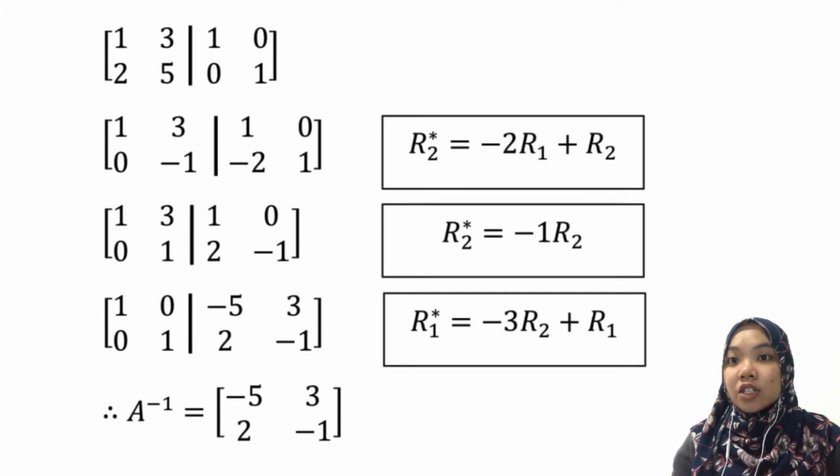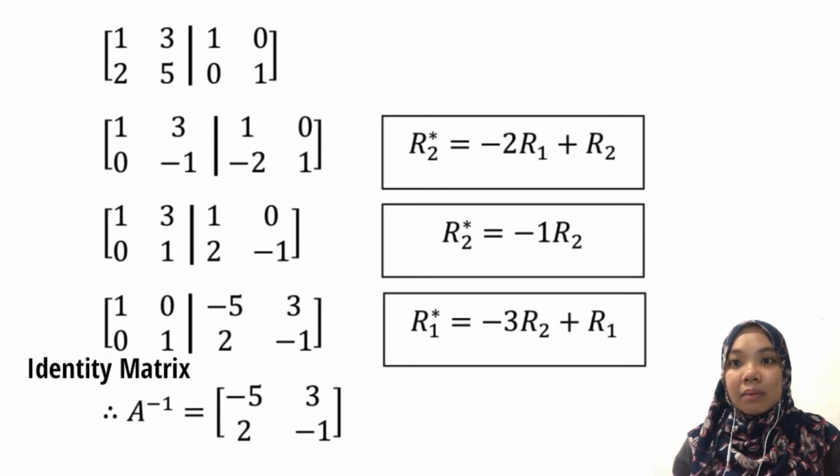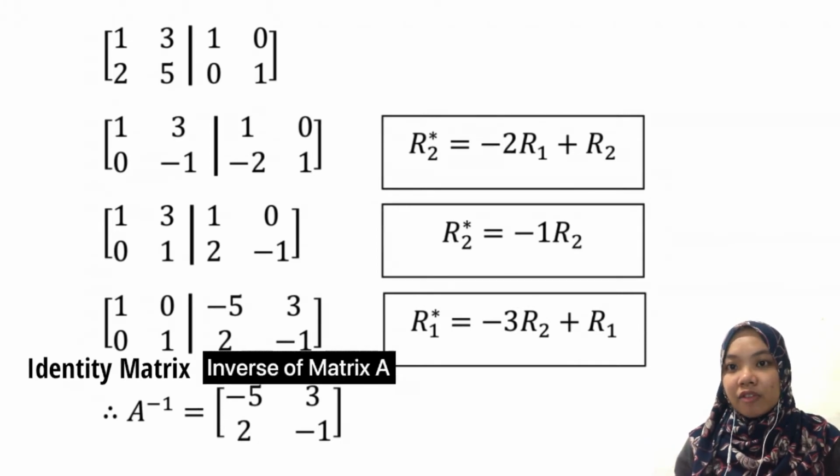To find the inverse of matrix A, the same procedure as I mentioned before is used. After following the procedure before, we will get these elementary row operations. And finally, at the end of the calculation, we will get a form of augmented matrix where the identity matrix is now at the left hand side and at the right hand side is its inverse, which in this case is -5, 3, 2, -1.